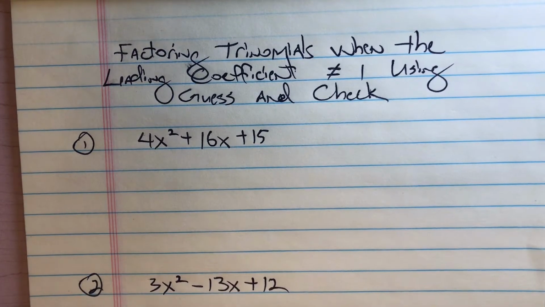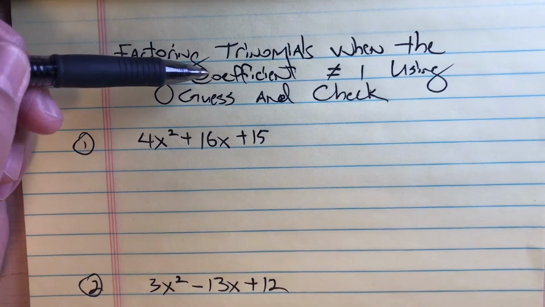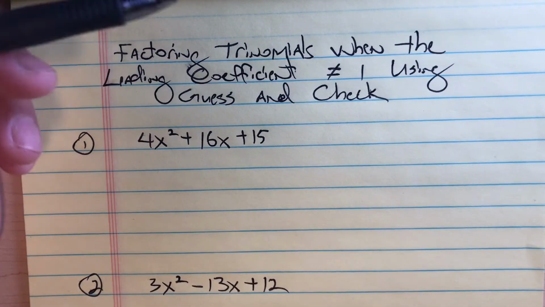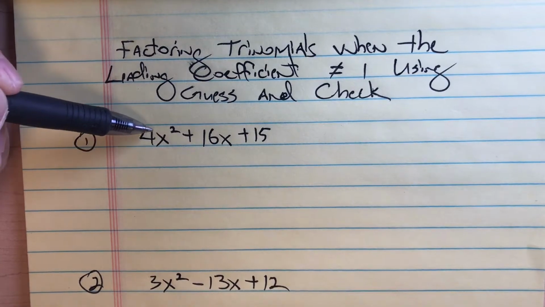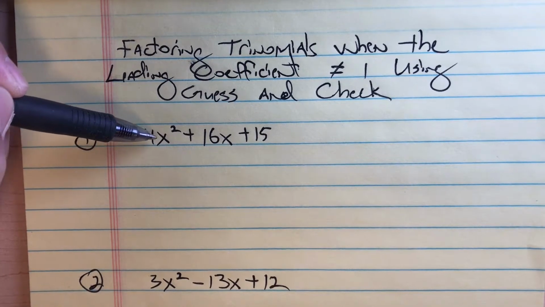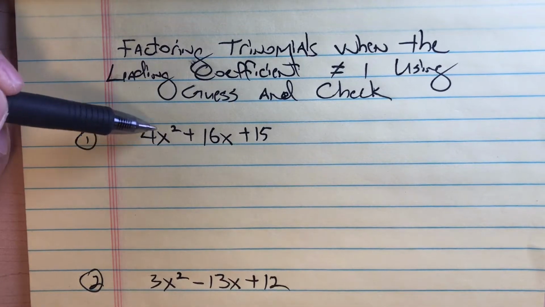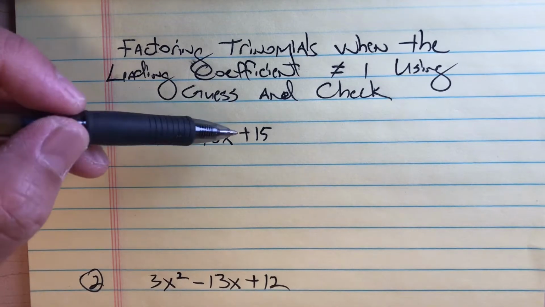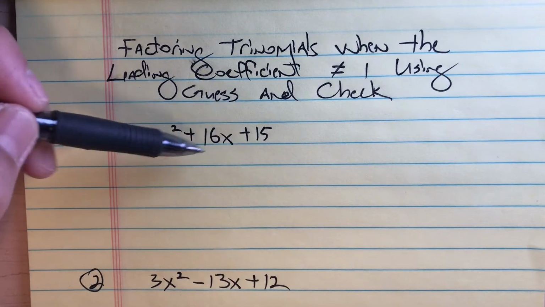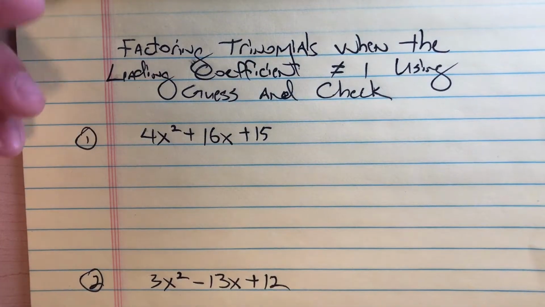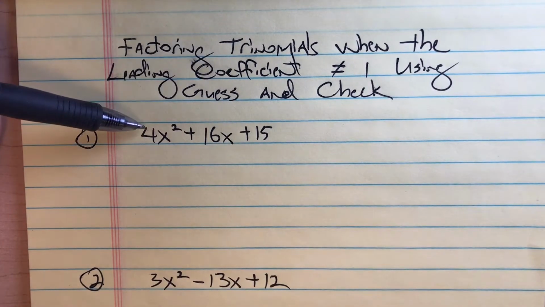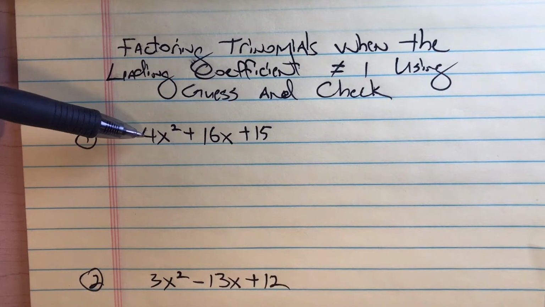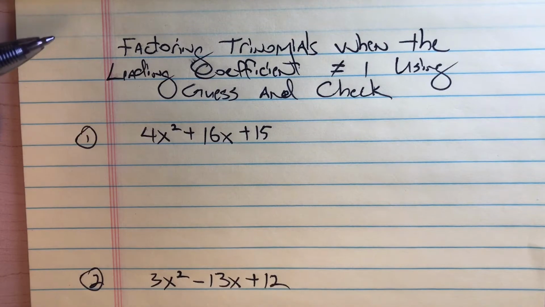Today we're going to talk about factoring trinomials when the leading coefficient is not equal to 1 using guess and check. Now remember, when this leading coefficient was 1, it was very easy to factor. When there was a 1 here or nothing here, x squared plus bx plus c was easy to factor because there weren't so many choices. But we're going to look at factoring when the leading coefficient is not 1, when there's something here in the front and we have more than one choice for that first term.